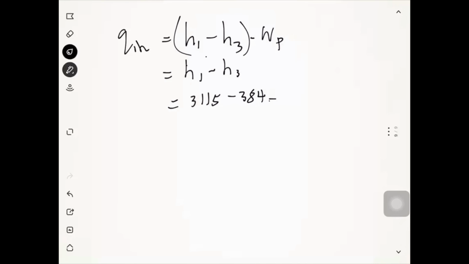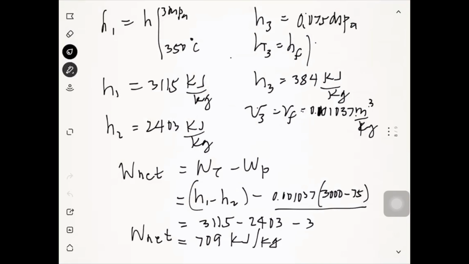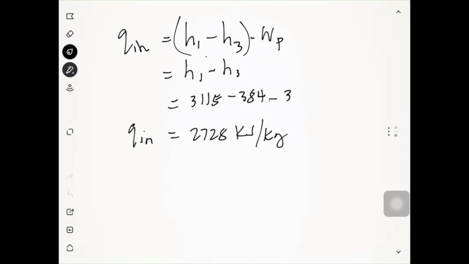Minus 3, I mean. So we have our Qn, that is 2728 kilojoule per kilogram. So we have the value of our work net and we have the value of our Qn. So we can solve now the thermal efficiency of our Rankine cycle. That is work net over Qn, and this is 709 over 2728.